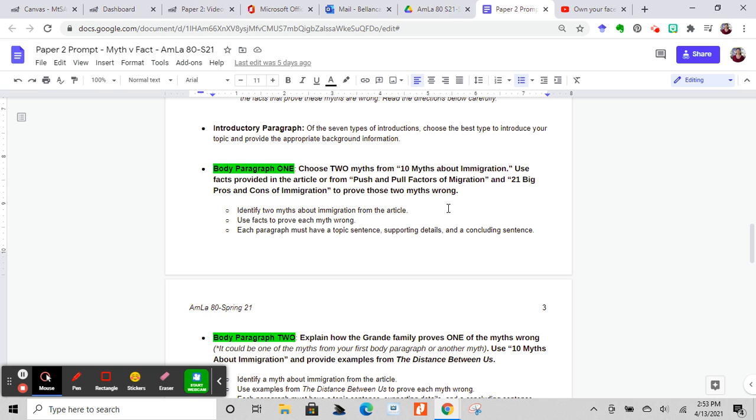You do not want to write about yourself or your friends in this paragraph. You want to use evidence from these articles to prove that these myths are wrong. So use facts, use quotes, use examples from these articles.